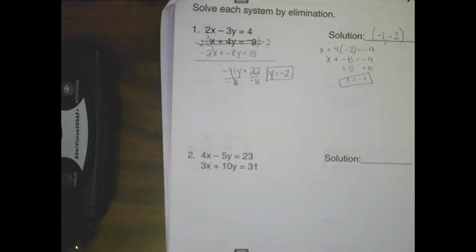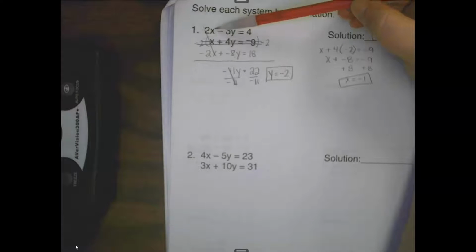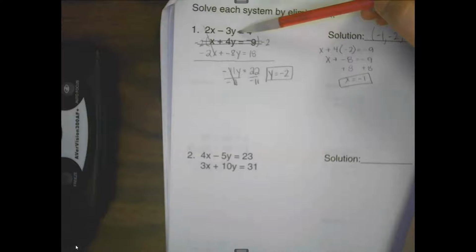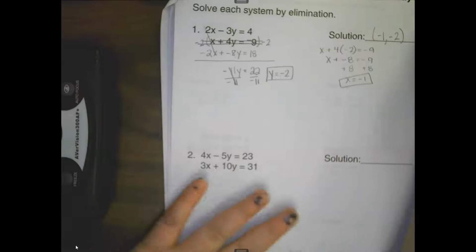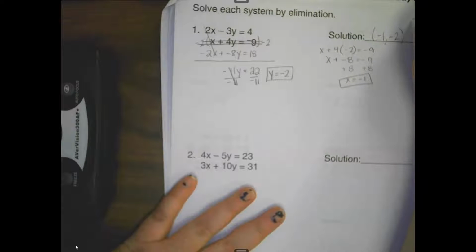I like to always at least do a little mental check to make sure that both of those answers make sense. So I'm going to come back to this first one. 2 times -2 is -4 minus 3 times -1, which is just going to be 3. Let's see. -2 times x, which is -1, so I have -2 minus 3 times -2, which is going to be -6, which does equal 4. So yes, it worked out.